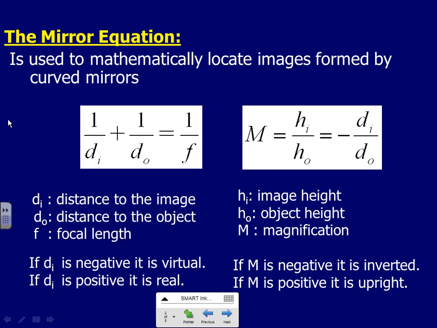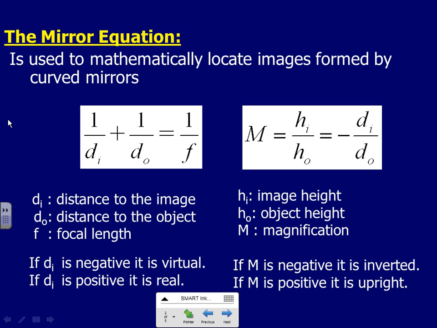We can have the magnification have a negative value. If the height of the image is down, where the object was up, that makes it inverted. So if hi is negative, it means it's upside down. That will make the magnification negative, which means it's inverted.